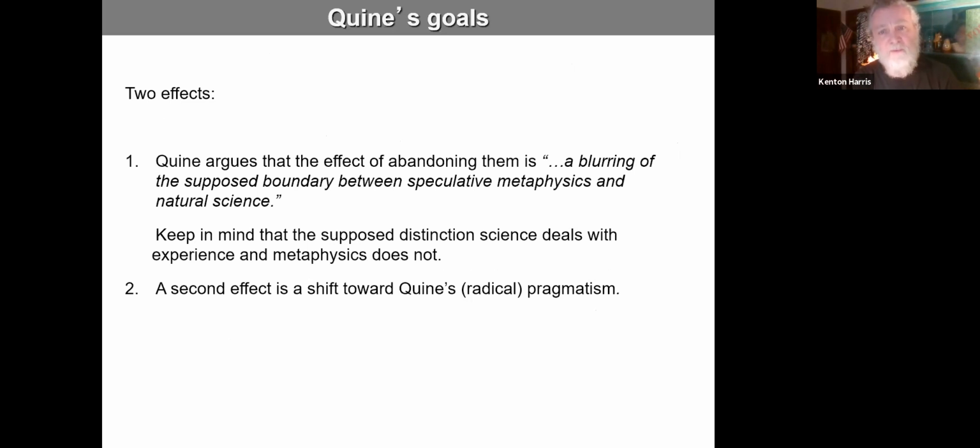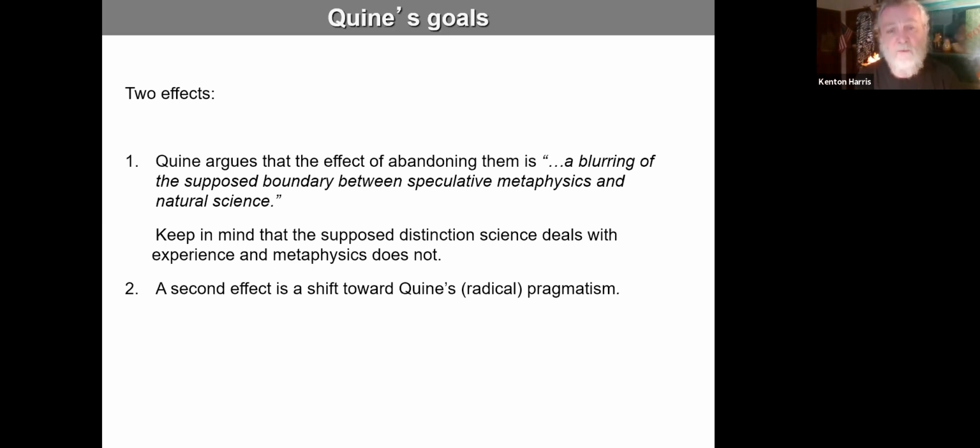Quine argues that the effect of abandoning these two dogmas will be a blurring of the supposed boundaries between speculative metaphysics and natural science. Keep in mind the supposed distinction that science deals with experience, whereas metaphysics supposedly does not. Well, if it turns out that all sentences deal with experience to some degree or another, then perhaps there isn't this sharp distinction between science and metaphysics. We'll deal with that in a bit.